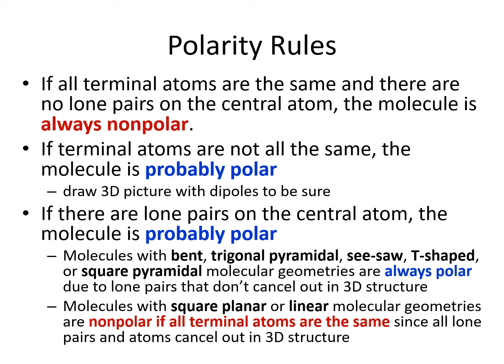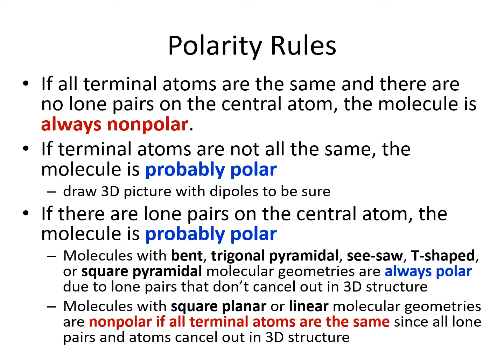If there are lone pairs on the central atom, the molecule is probably polar. If you want, you can memorize that the bent, trigonal pyramidal, seesaw, T-shaped, and square pyramidal geometries are always polar. Personally, I think it's easier to memorize the two exceptions, square planar and linear. These molecular geometries allow a molecule to be nonpolar as long as all the terminal atoms are the same, even though there are lone pairs on the central atom.